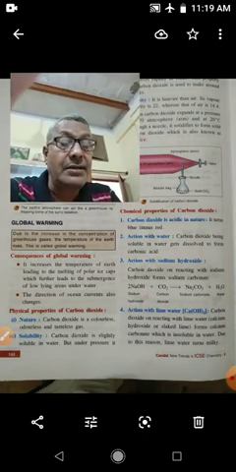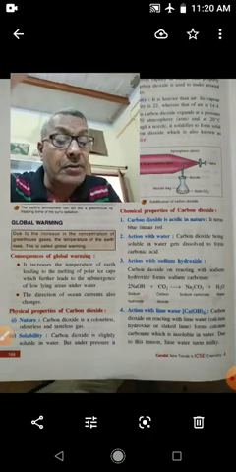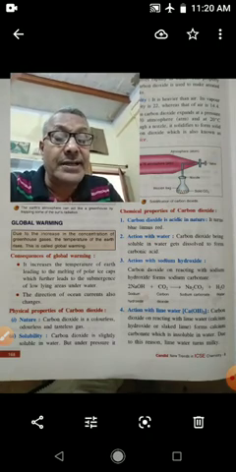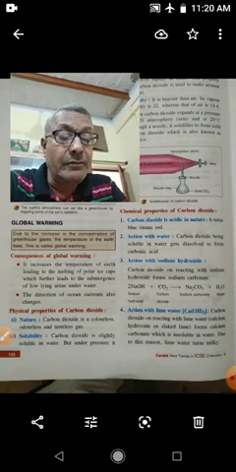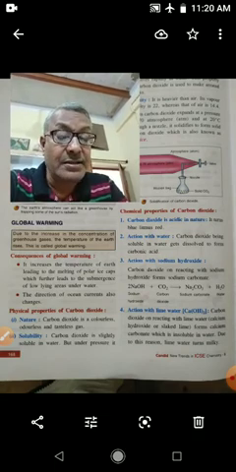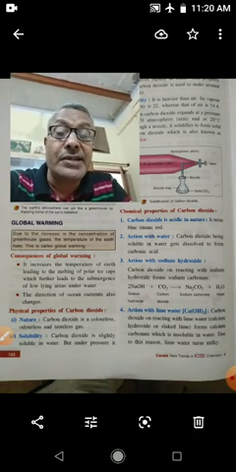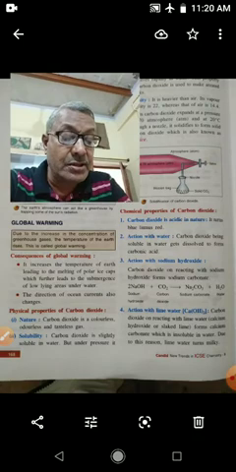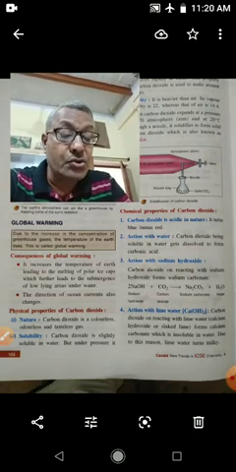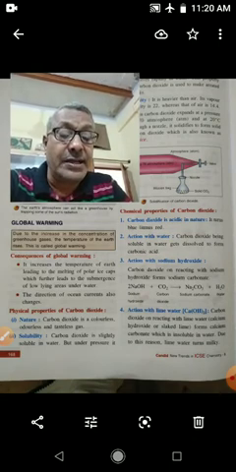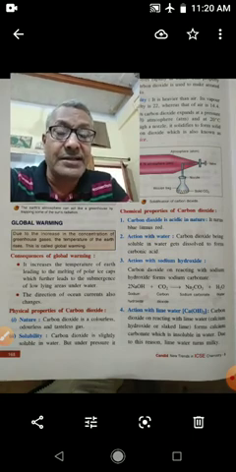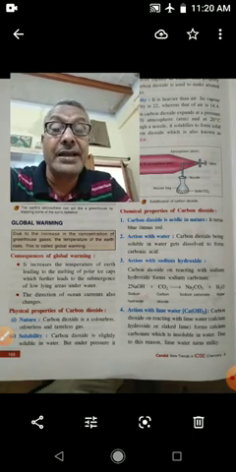I told carbon dioxide does not support combustion, therefore when a burning splinter is introduced in a jar of carbon dioxide, then the burning splinter will be extinguished. So this is the property. Next is lime water turns milky. So carbon dioxide gas turns lime water milky. So these two are the tests for carbon dioxide. First is burning splinter will be extinguished, and second is lime water turns milky by carbon dioxide.